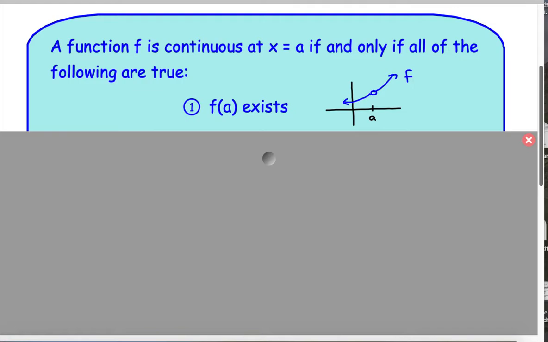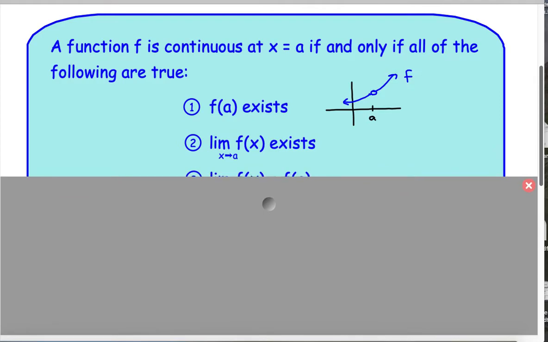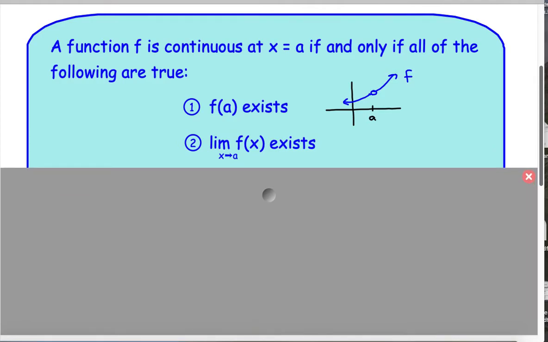So the function's not continuous at a. What else has to be true? The limit as x approaches a of f of x has to exist. The limit has to exist. So let me draw an example where the first one will hold, but the second one does not.